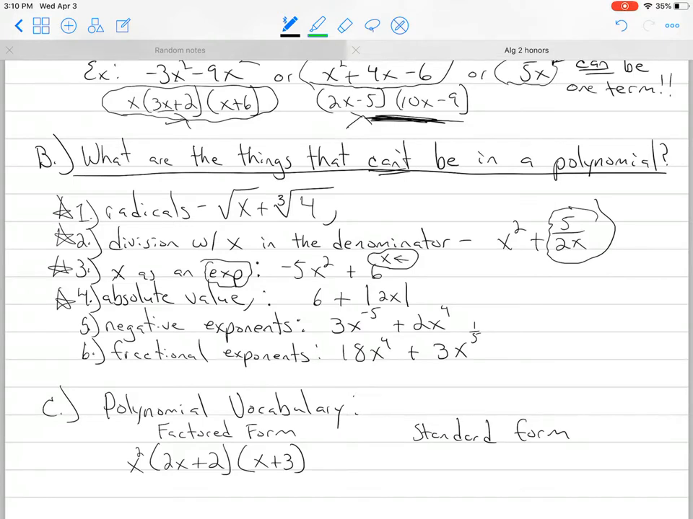Fourth, no absolute value signs can be a part of it. So 6 plus the absolute value of 2x, you see this absolute value means we no longer are talking about a polynomial. Fifth, no negative exponents. Right here, 3x to the negative 5th. Nope, not going to work. Can't do it, not a polynomial. As soon as you see a negative exponent. Finally, sixth, you can't have any fractional exponents. 18x to the 4th is great, plus 3x to the 1/5, all bad. Not going to work. It is no longer a polynomial.